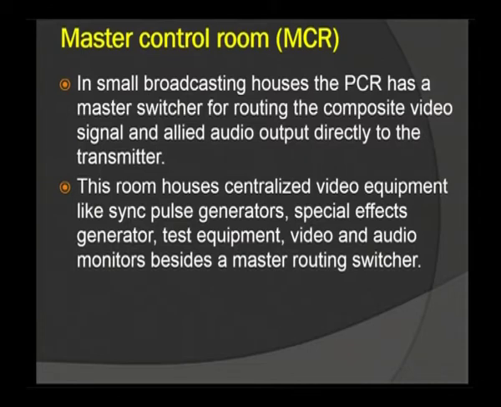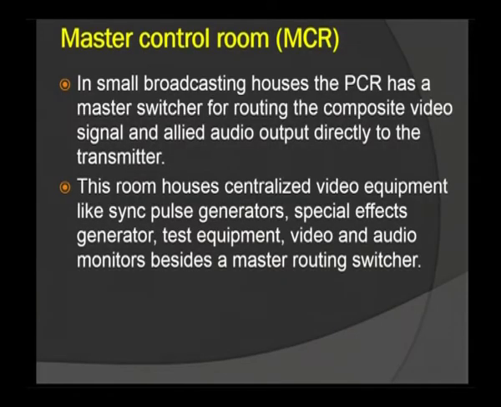In small broadcasting houses, the PCR has a master switcher for routing the composite video signal and allied audio output directly to the transmitter. So, in a very small broadcasting house, the PCR will have a master switch. This will send both composite and audio signal directly to the transmitter, but this room houses centralized video equipment like sync pulse generator, special effect generator, test equipment, video and audio monitor, besides a master routing switcher. All these will be included in small broadcasting houses.